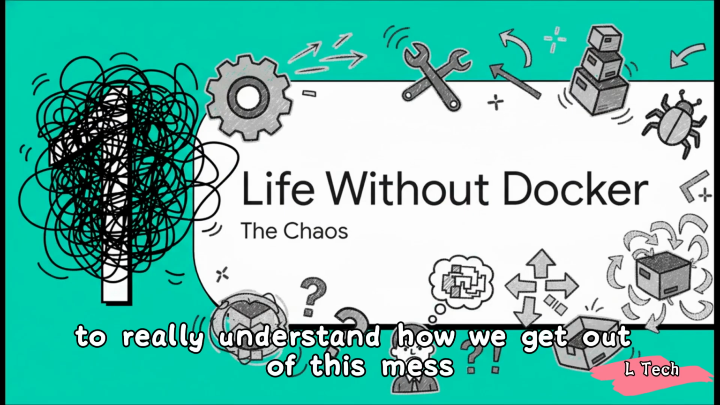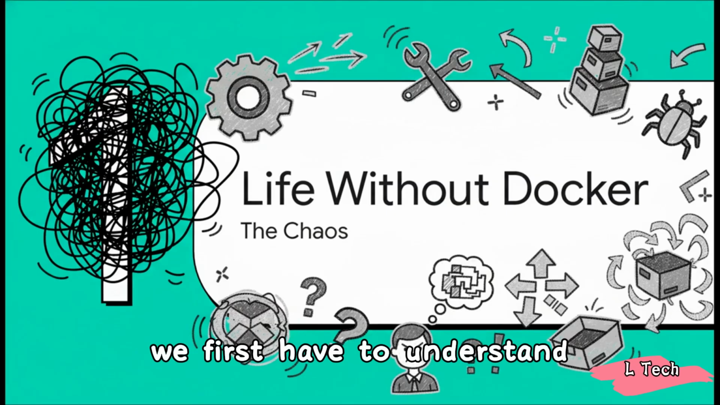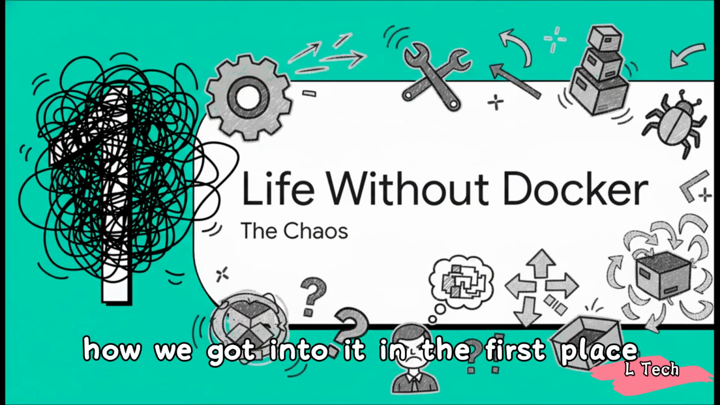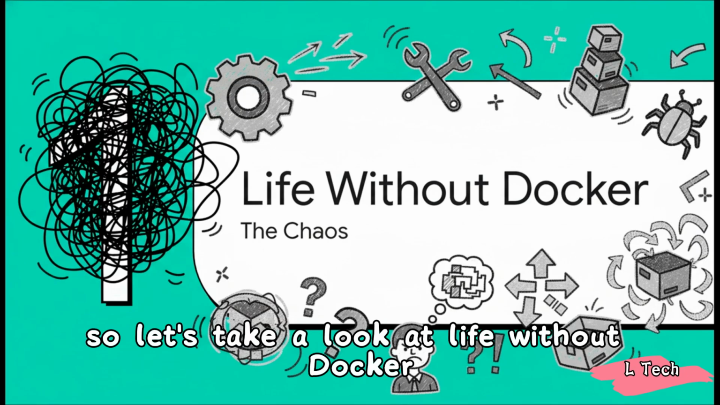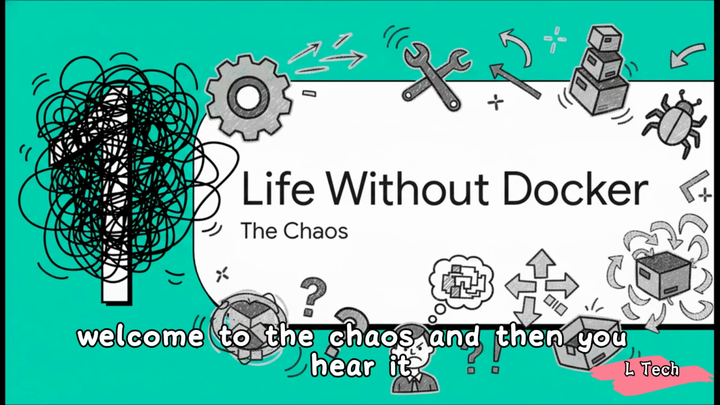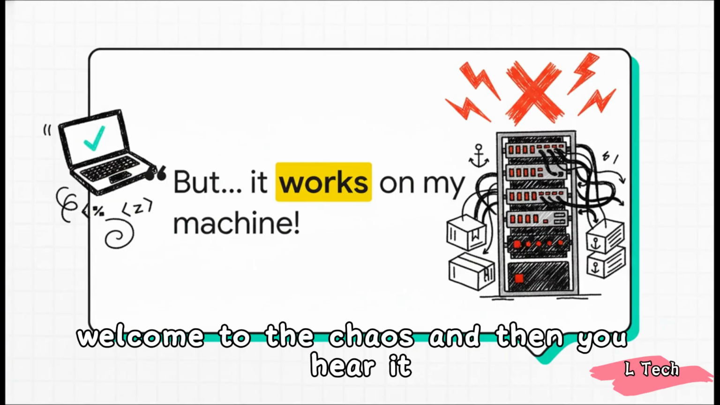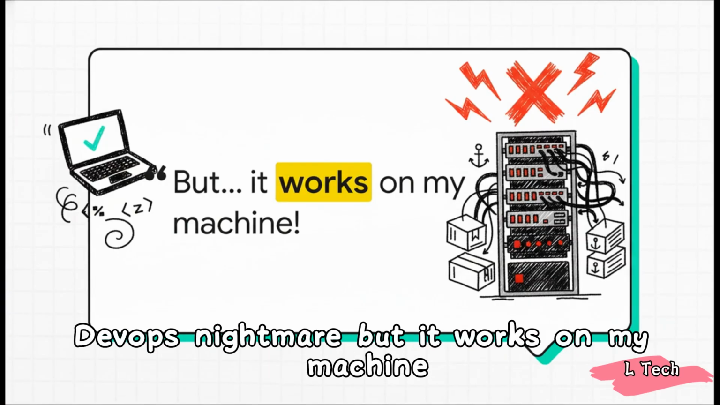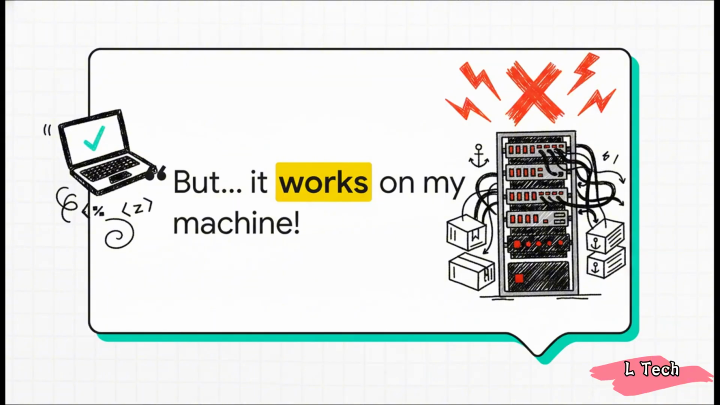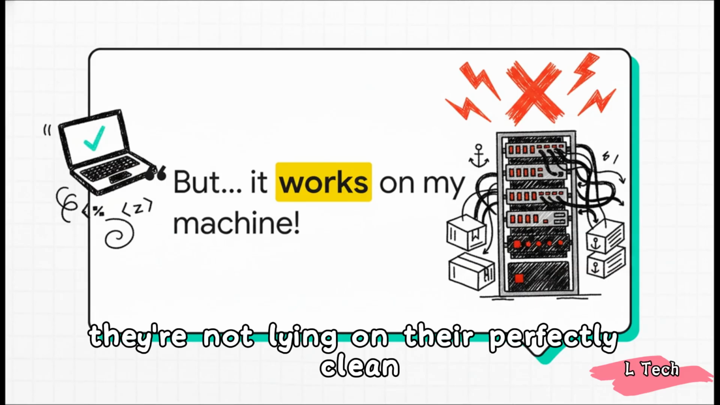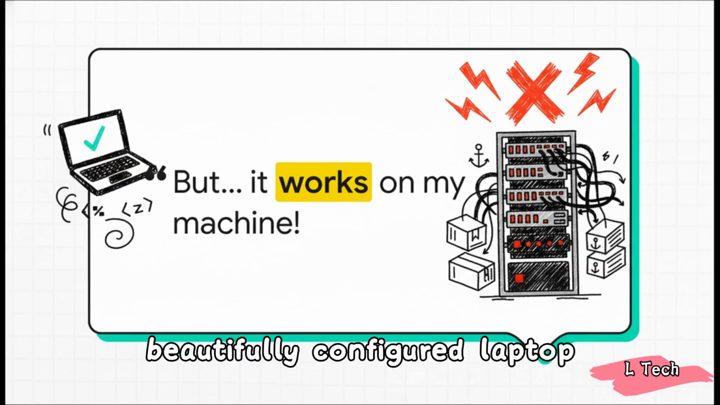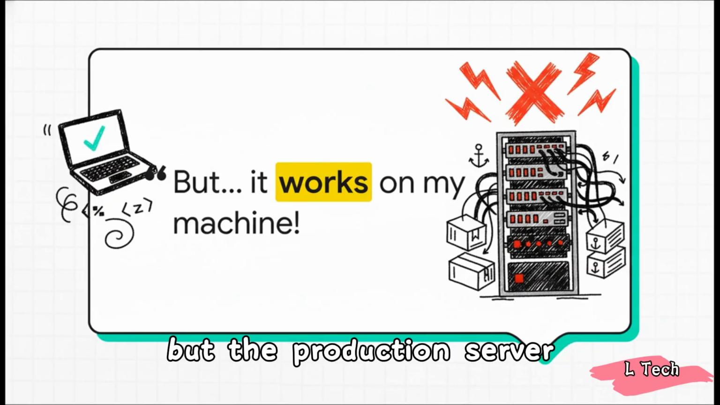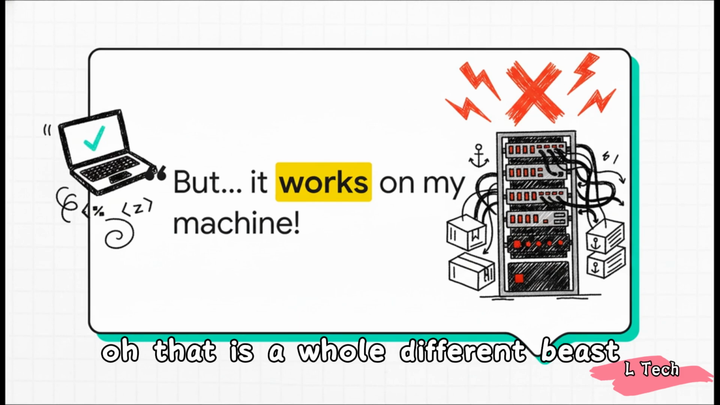To really understand how we get out of this mess, we first have to understand how we got into it in the first place. So let's take a look at life without Docker. Welcome to the chaos. And then you hear it, the 4 little words that echo through every DevOps nightmare. But it works on my machine. And you know what the crazy part is? The developer, they're not lying. On their perfectly clean, beautifully configured laptop, the code runs like a dream. But the production server? Oh, that is a whole different beast.